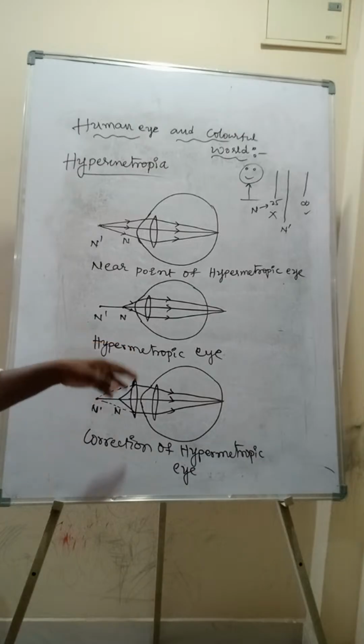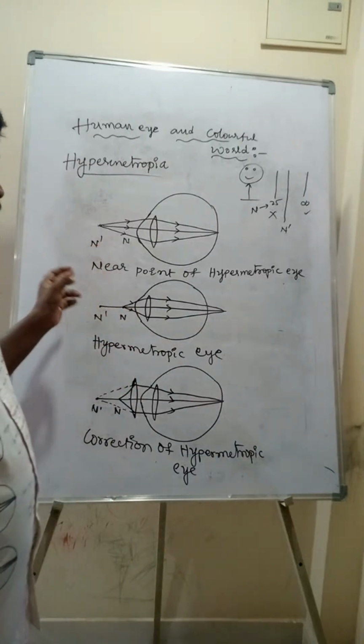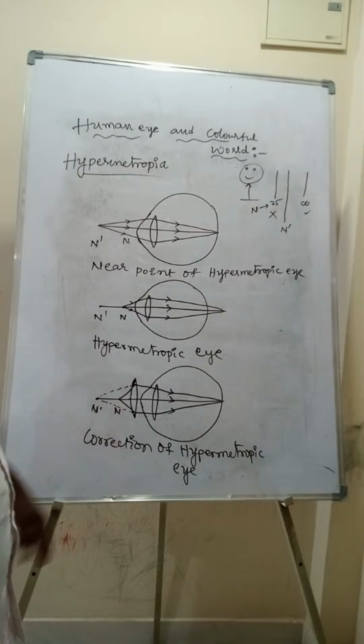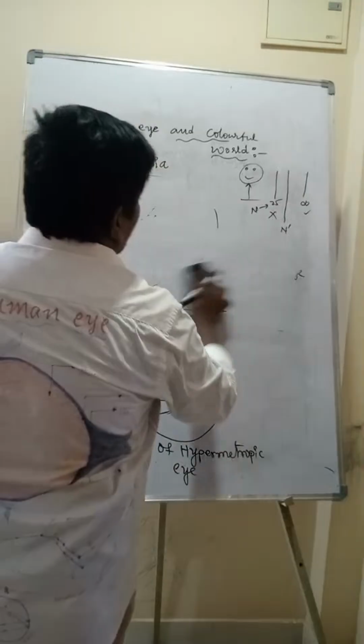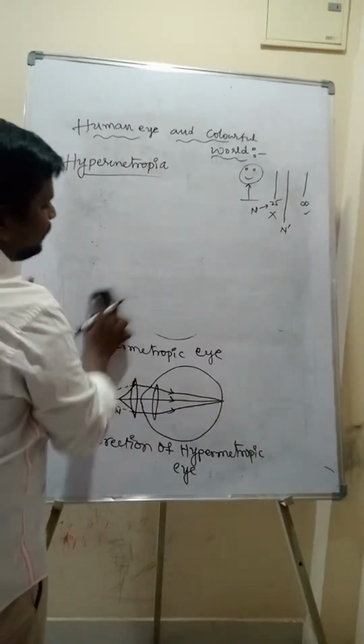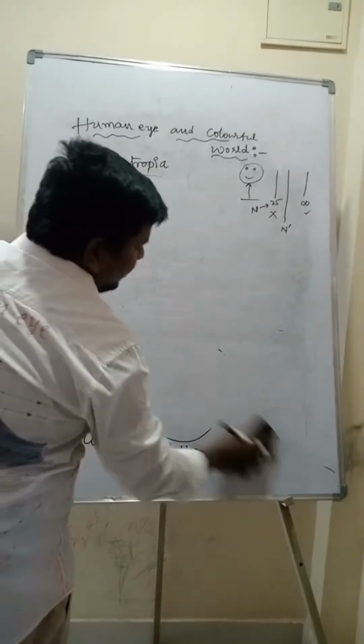So that's why near point of hypermetropic eye, correction of hypermetropic eye. So that is about hypermetropia. Now presbyopia: the person can't see the near point as well as the far point.